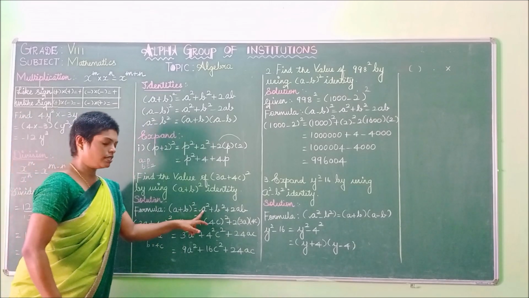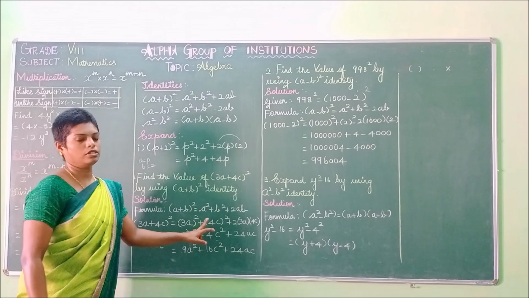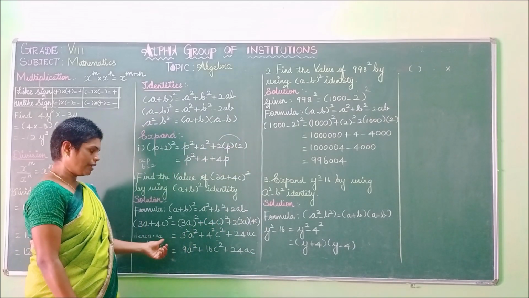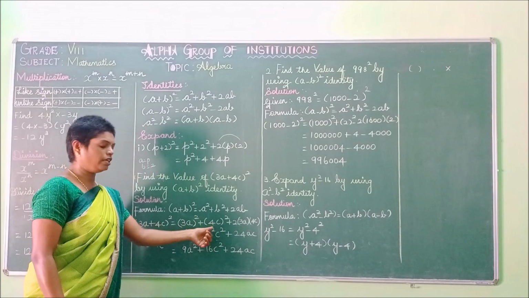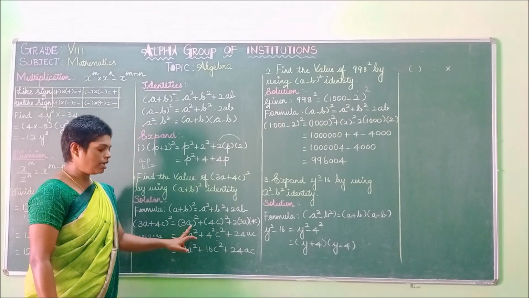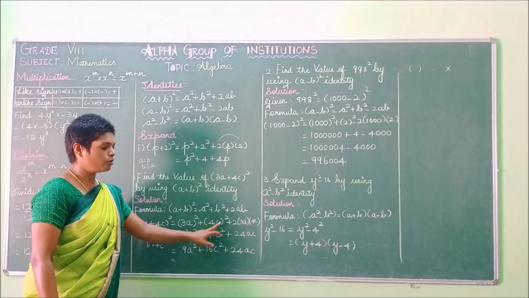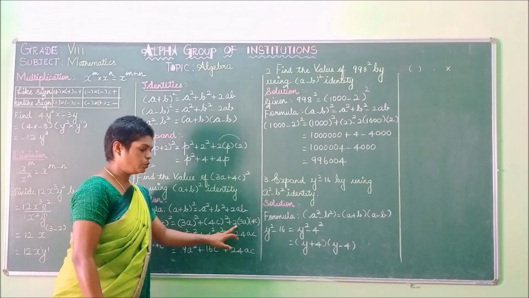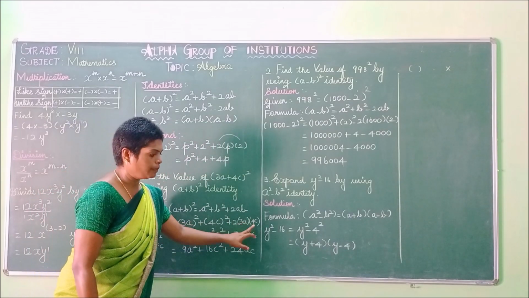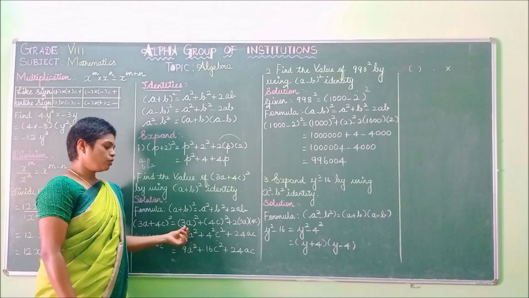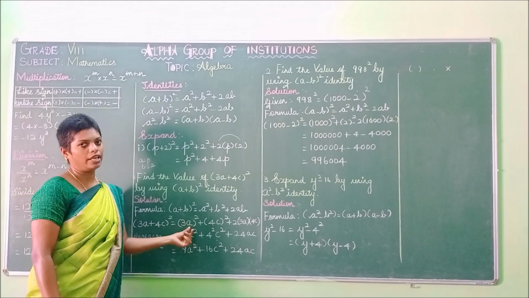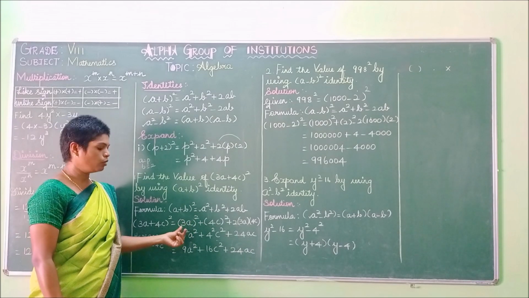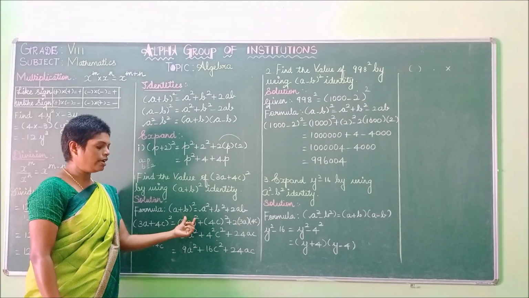So instead of the variables, we have to substitute the values. For a, we have taken 3a. For b, we have taken 4c. So (3a) the whole square plus (4c) the whole square plus 2 into a into b, that is 3a and 4c. So you have to put the powers for both the terms, not only for the variable, you have to put for the number also. So this is whole square only.